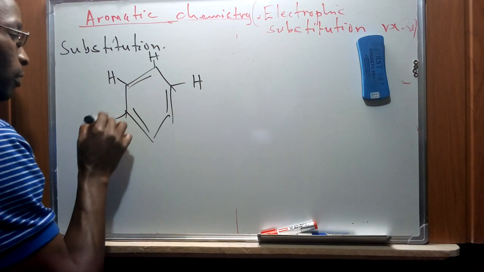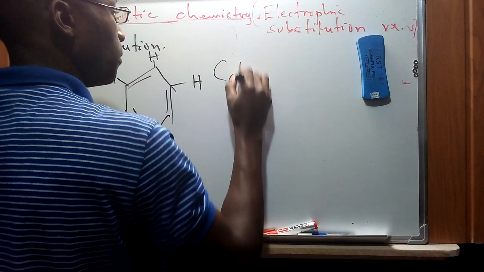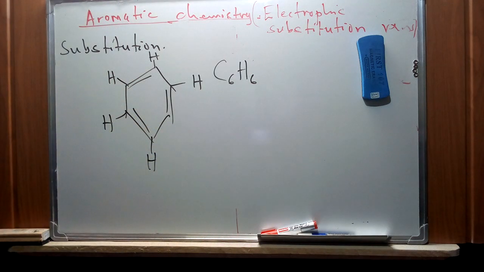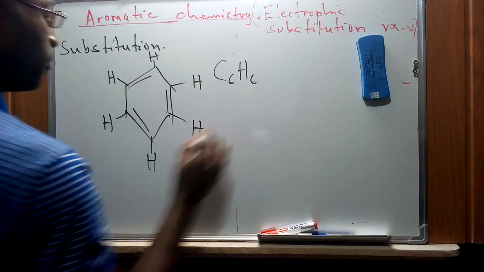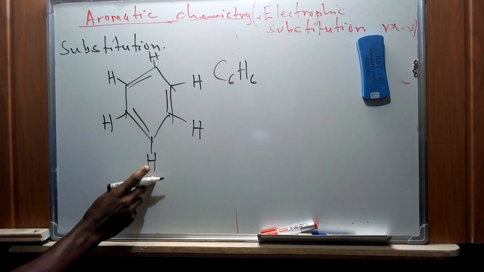I'm going to write the molecular formula that I've mentioned. The molecular formula for benzene is C6H6, which means for these alternating single and double bonds, there is a single hydrogen at this particular point.